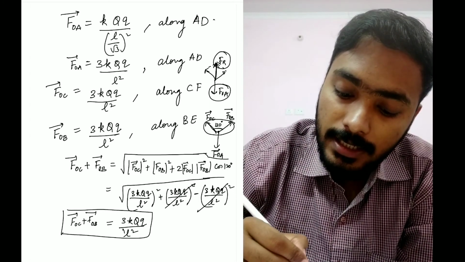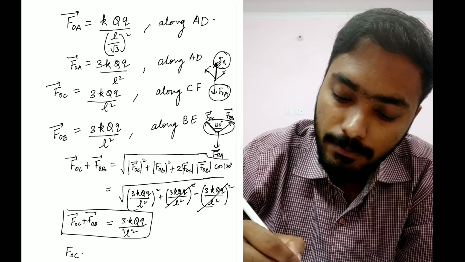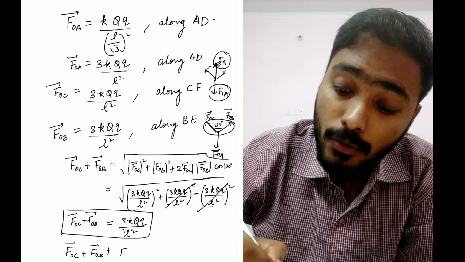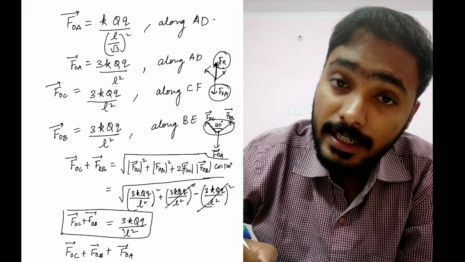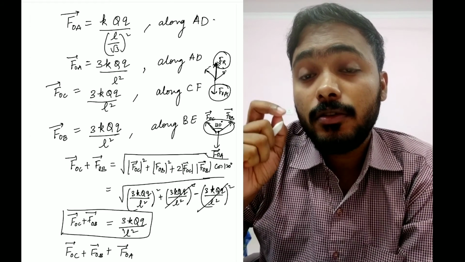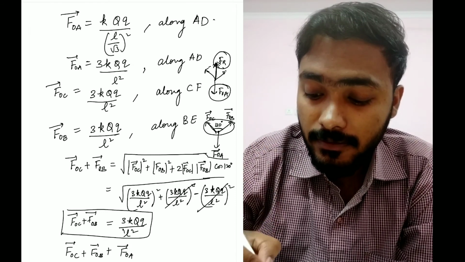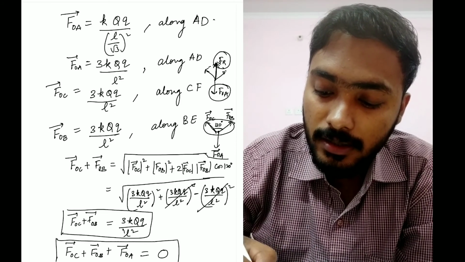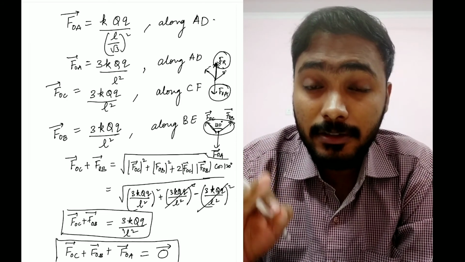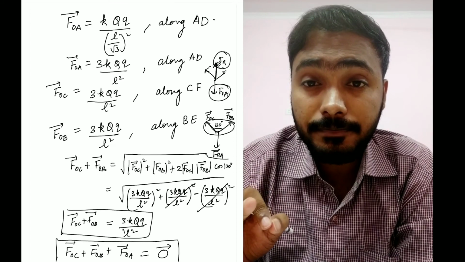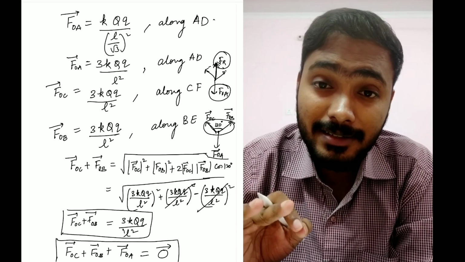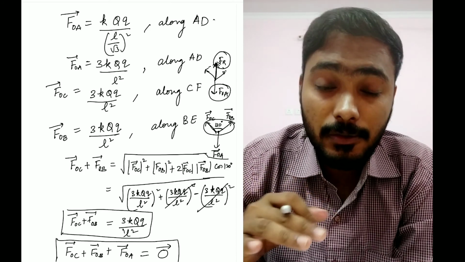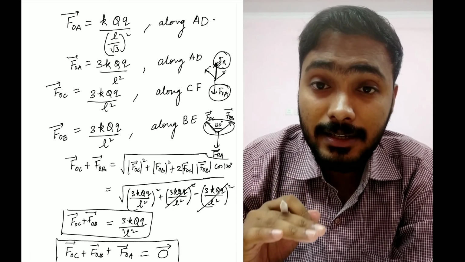So the final answer will be FOC plus FOB plus FOA, that is the third vector. When I add, both have the same magnitude, but the directions are different. So when I add, the final answer will come out to be a zero vector. I hope this is understandable. The final answer will be a zero vector. Is that understandable, right? Just go through the solution once more so that you can understand it.